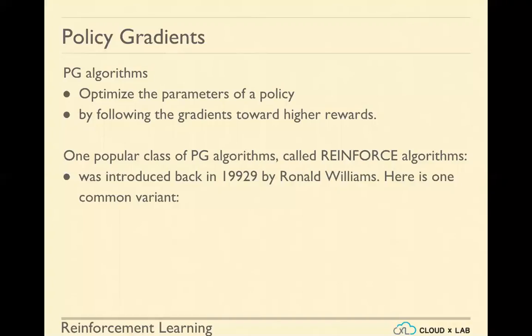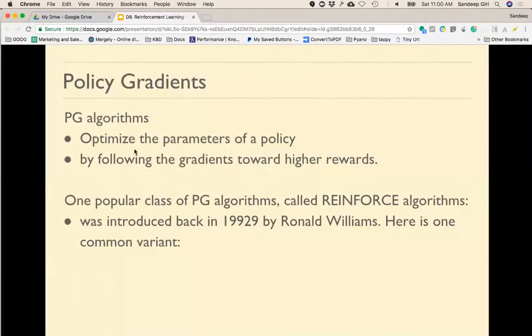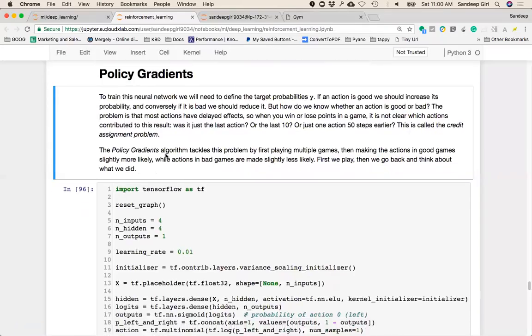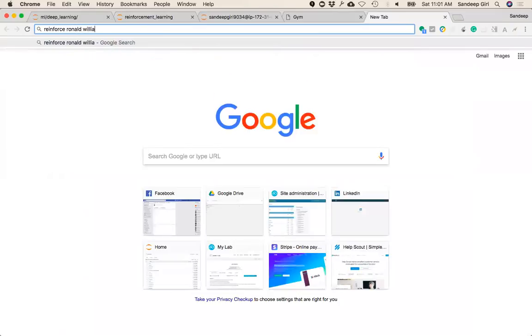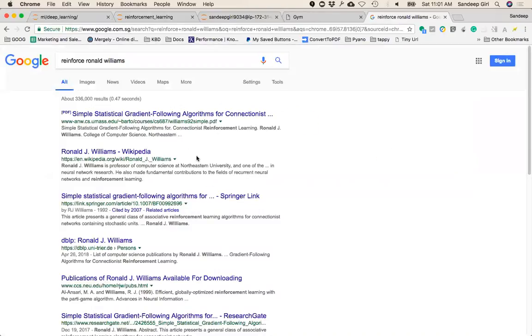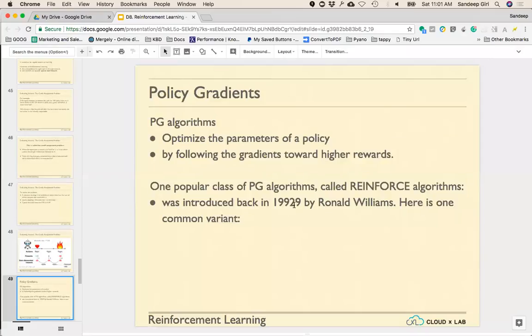Here is one common variant. The algorithm by Williams is the one being used. It is not 1929. It must be REINFORCE by Ronald Williams. REINFORCE, Ronald Williams. Is it 92? Oh, it's 92, not 29. Okay, that's what I was wondering. It cannot be.